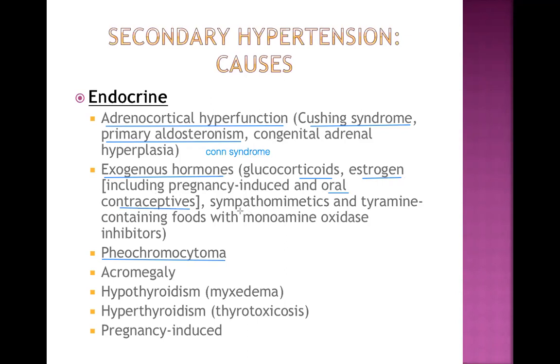Another one: sympathomimetic drug, and tyramine containing food with monoamine oxidase inhibitor. Now it needs a little bit of explanation, so listen carefully. Now oral contraceptive pill, definitely it will cause a rise in blood pressure because of estrogen content. Okay, this is very easy.